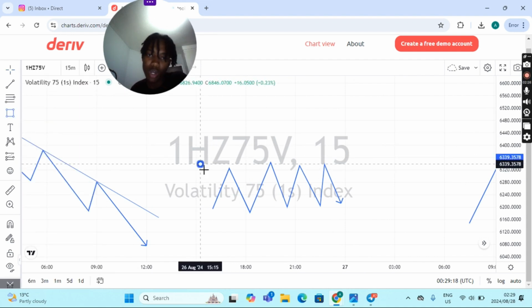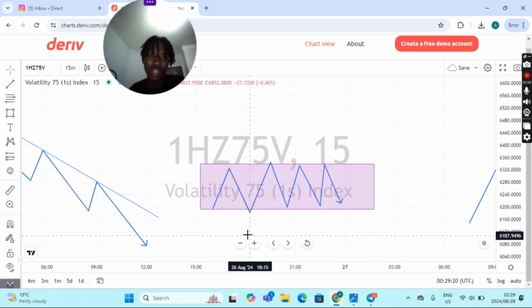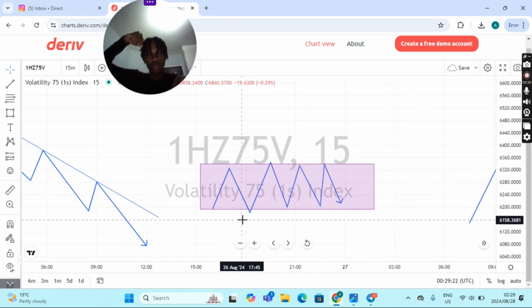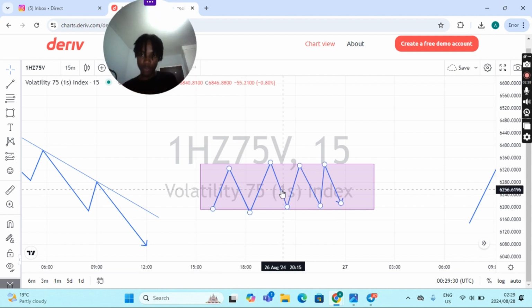Basically a point in which price fails to break above or below. It does not want to go up, it does not want to go down. There is a support and a resistance. It doesn't want to break the resistance, it doesn't want to break the support, right?